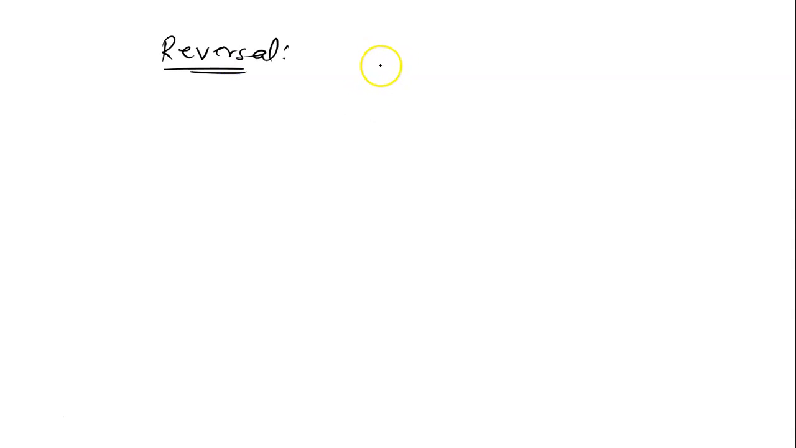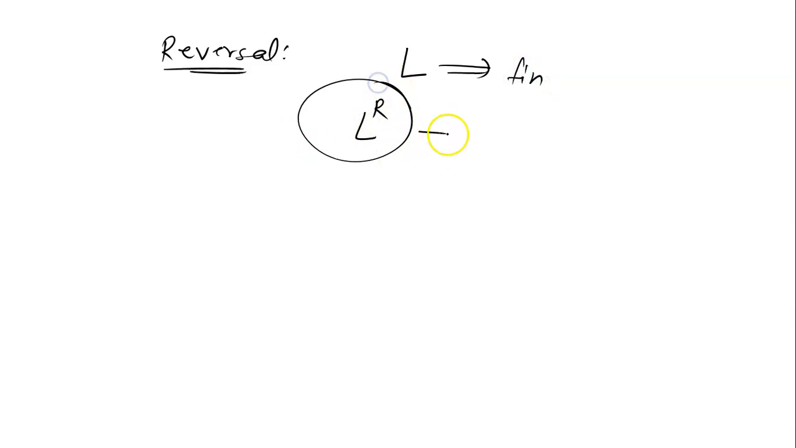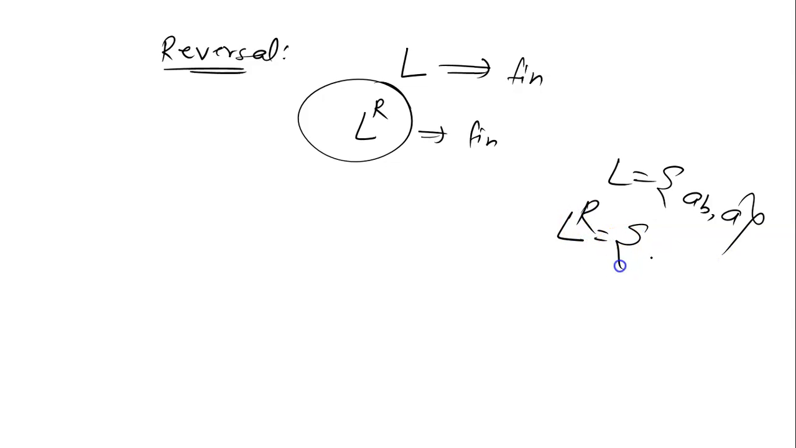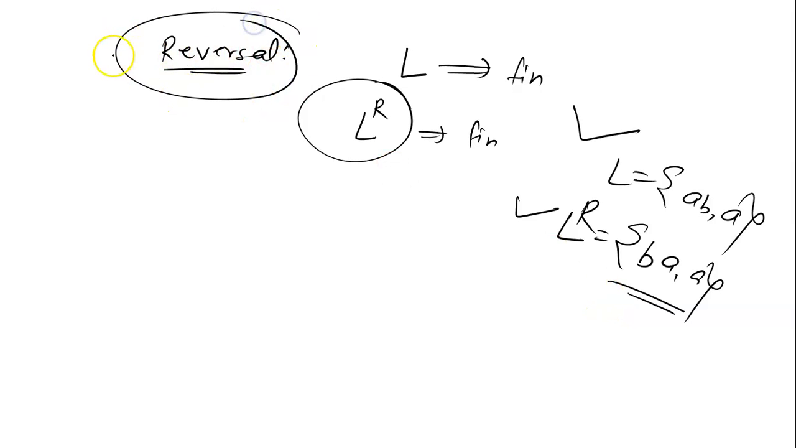Some other operations we can see, for example, reversal. Now reverse is also a very easy operation. If you have a language L, let's assume this L is a finite language. Now what will be L reverse? L reverse will also be a finite language. For example, consider L, and let's assume L is this. Now what will be L reverse? L reverse will be this. You can see that if L is finite, then L reverse is also finite. So we can say that the set of finite languages is closed under the reversal operation.